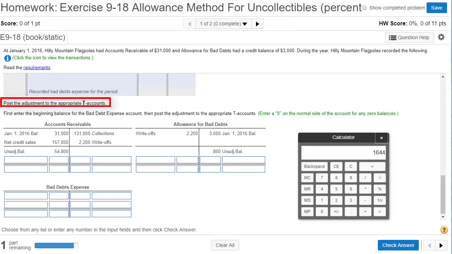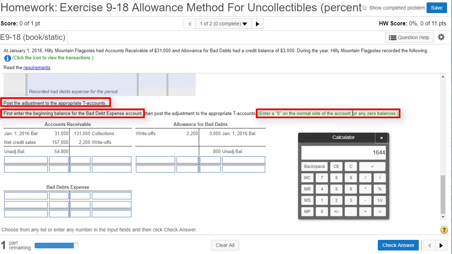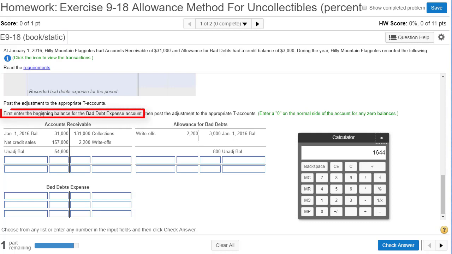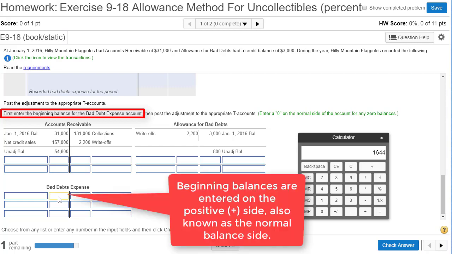Now, post the adjustments to the appropriate T accounts. First, enter the beginning balance of the bad debt expense. And then remember, enter a 0 on the normal side for any account with a 0 balance. So at the beginning of the year, how much do expenses have in them? Well, expenses are always cleared or closed at the end of the previous year. So on January 1st, they start with a balance of 0. And notice this says first enter the beginning balance. So the beginning balance of bad debts expense is 0.